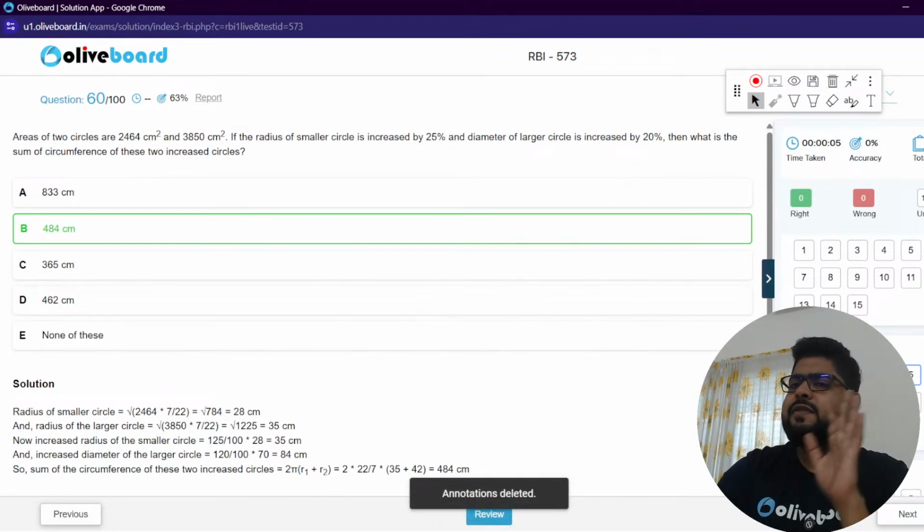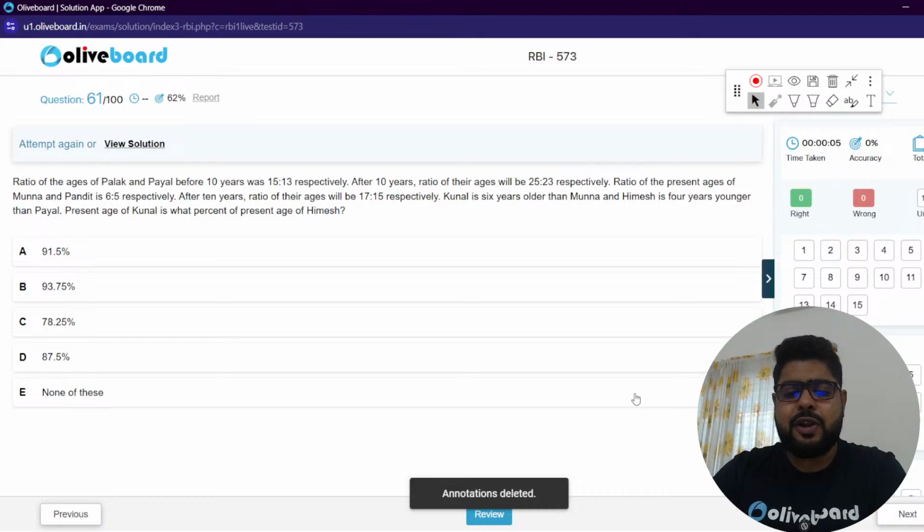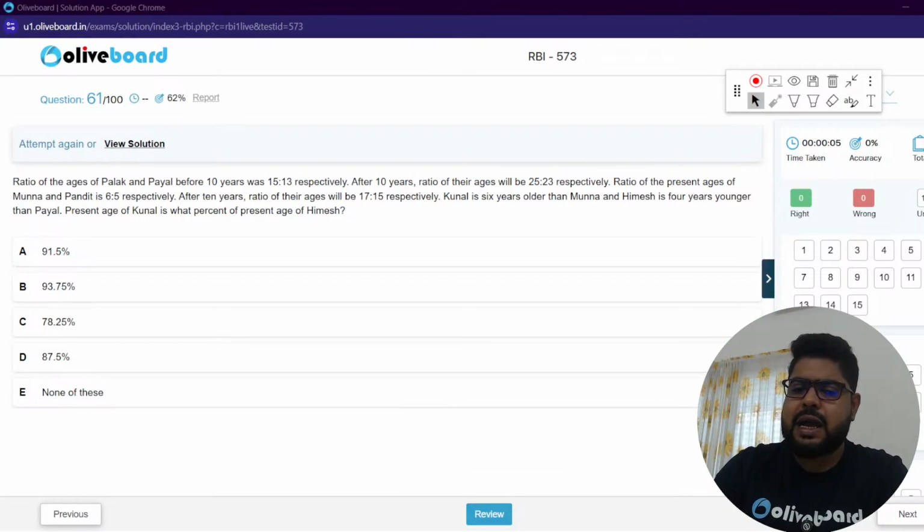Not very difficult, but again, a couple of lines of calculations. That is all that there is. Not very difficult at all. Clear, sir? Chalo, chalo, chalo.